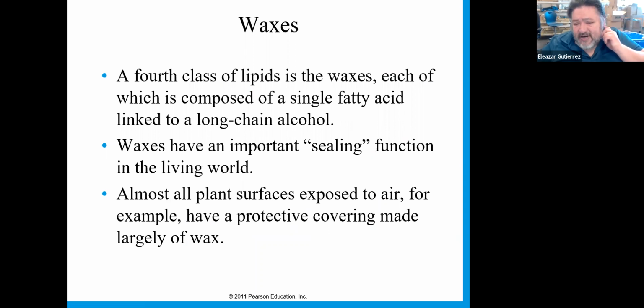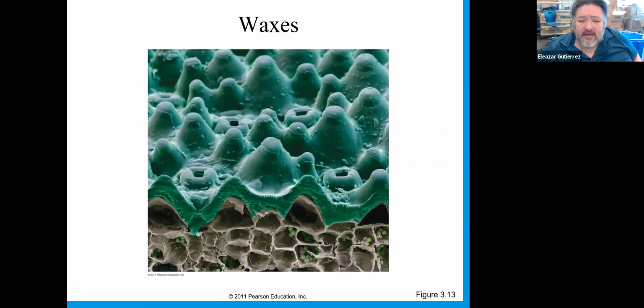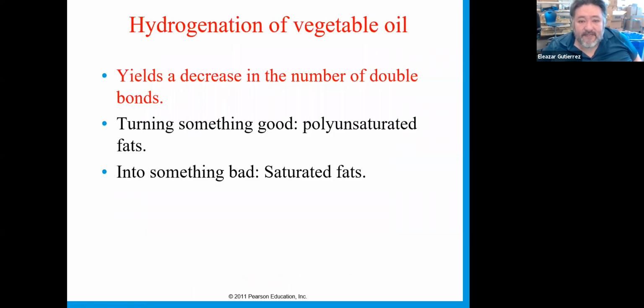Waxes. I don't want to spend a lot of time on waxes. The main significance about waxes is that they are in fact a lipid, and they're used usually structurally to protect an environment from water. Okay, so it's a cuticle of a plant, and you can see how thick the wax layer is, preventing water from not really entering, but preventing water from escaping the cuticle. Okay, so that's important.